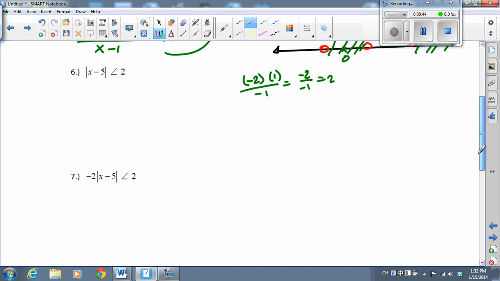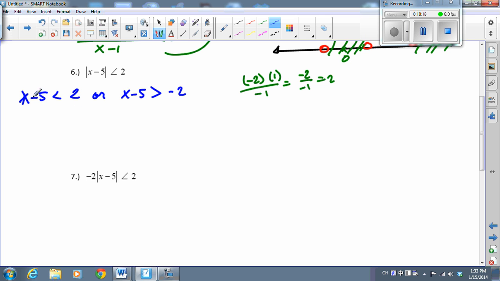All right, let's do number 6. Number 6 is now absolute value. If you remember the absolute value, you will split it in 2. There are 2 cases. The absolute value of x minus 5 is less than 2, you can say x minus 5 is less than 2, or x minus 5 might be greater than negative 2. Less than is an or, meaning you will end up with two intervals. Or it might be one, we're going to see.